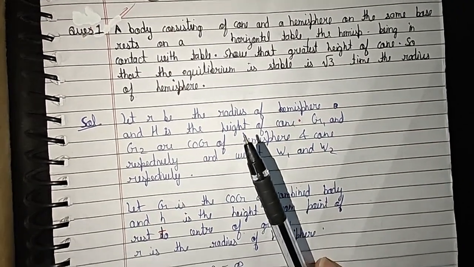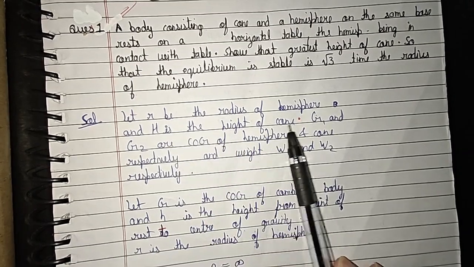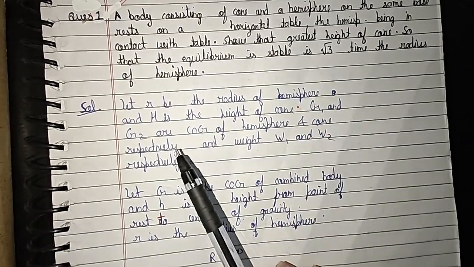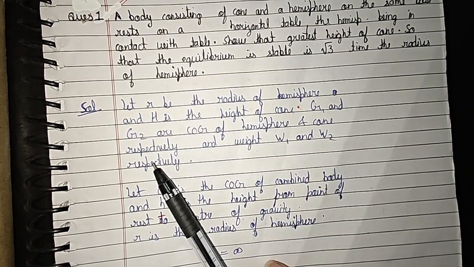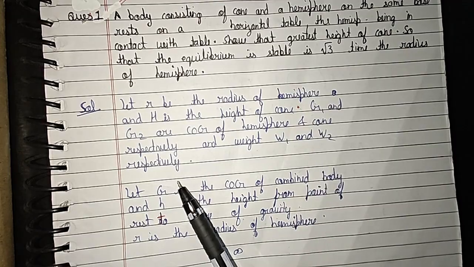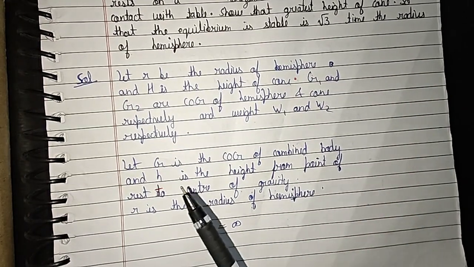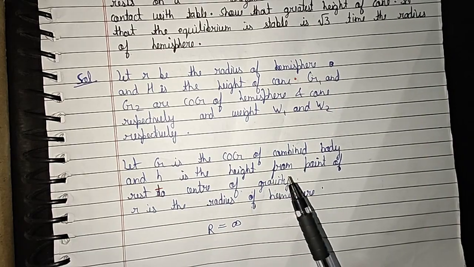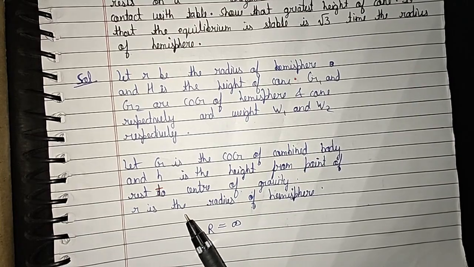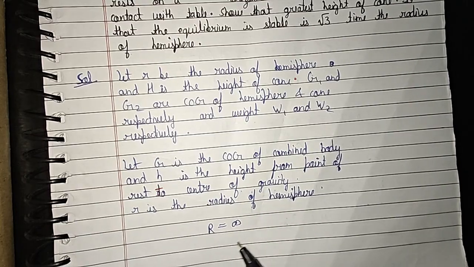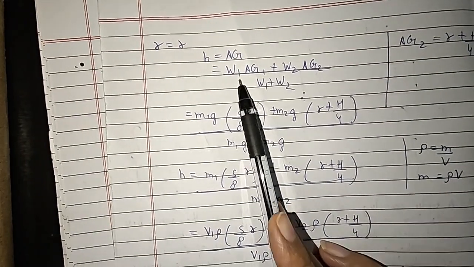So here we will consider, let r be the radius of the hemisphere and h the height of the cone. Then G1 and G2 are the centers of gravity of the hemisphere and cone respectively, and their weights are W1 and W2. Let G be the center of gravity of the combined body and H the height from the point of rest to the center of gravity. Here r is the radius of the hemisphere and capital R will become infinity. So H is AG.